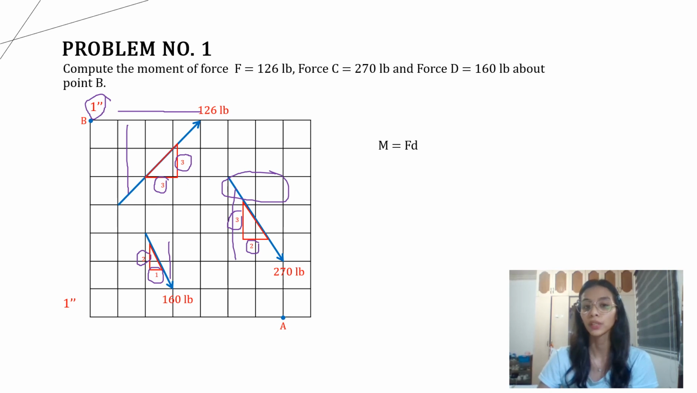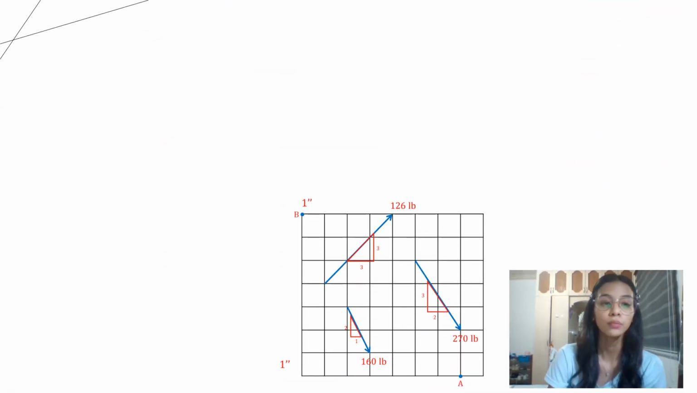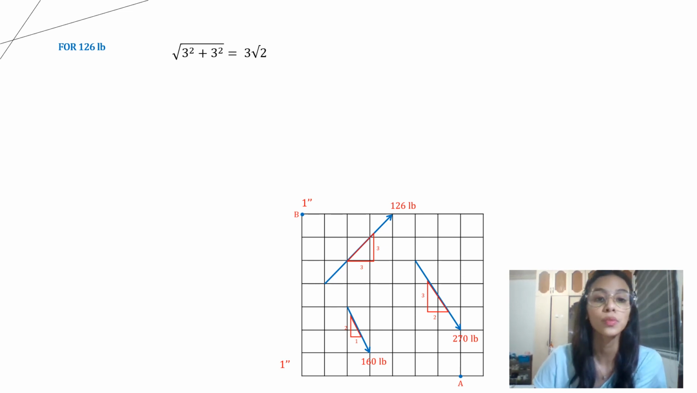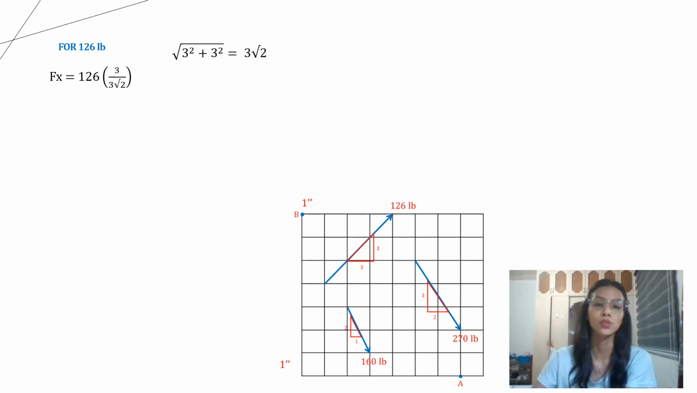The formula for moment is M is equal to Ft, which is force times distance. To solve the moment, we first have to find the force components. So for our force of 126 pounds, we first compute the slope, which is the square root of 3 squared plus 3 squared, equal to 3 square root of 2. So our Fx is 126 times 3 over 3 square root of 2, our slope.